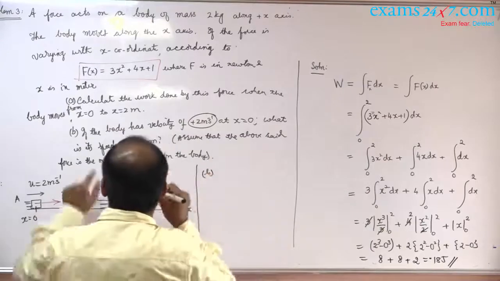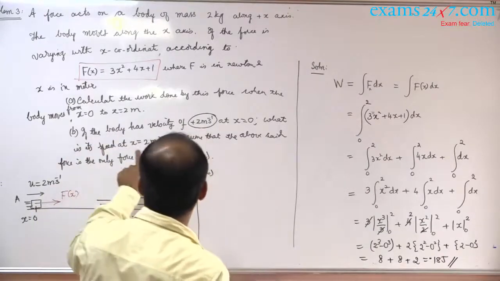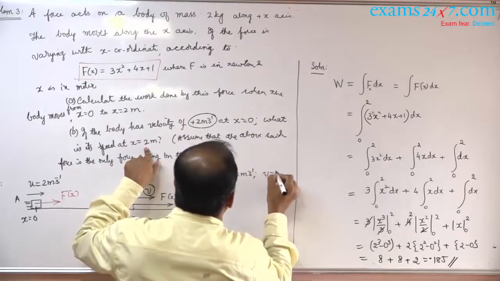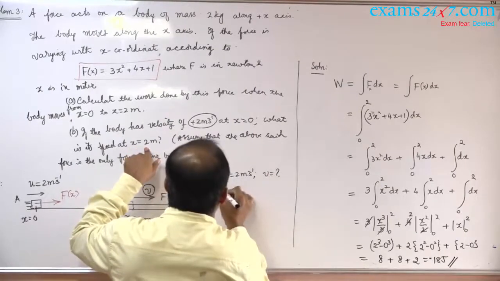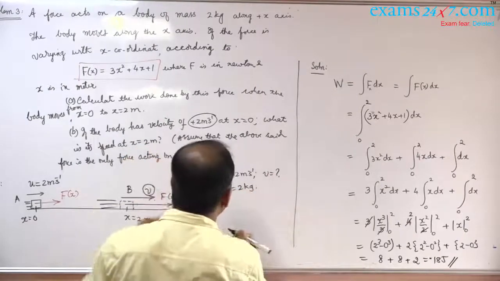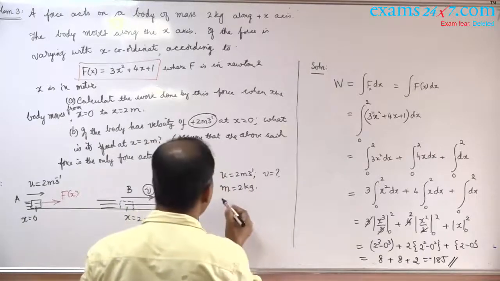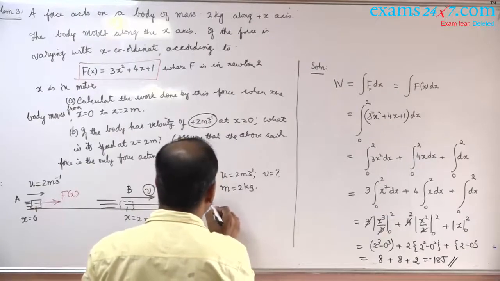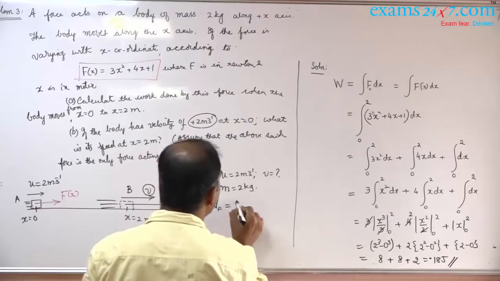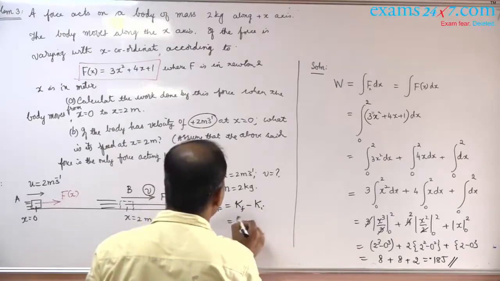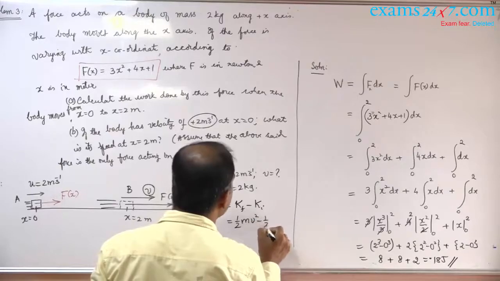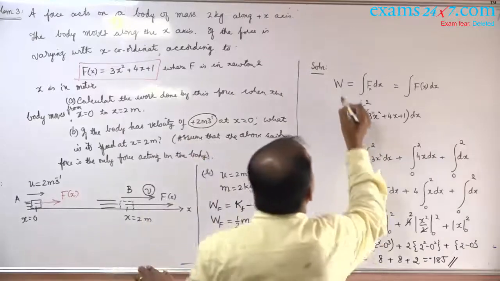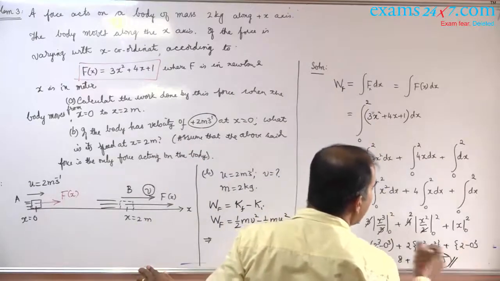Part B says, if the body initially had a velocity of 2 meter per second, what was its velocity at x equal to 2 meter? That means initial velocity is 2 meter per second. We would like to know final velocity. It is known that the mass of the body is 2 kilos. So to be able to find the velocity V, we know by the work energy theorem, work done by this force is change in kinetic energy, Kf minus Ki, that is half mv square minus half mu square. On the left hand side, work done by the force, we have already found it to be plus 18 joule.